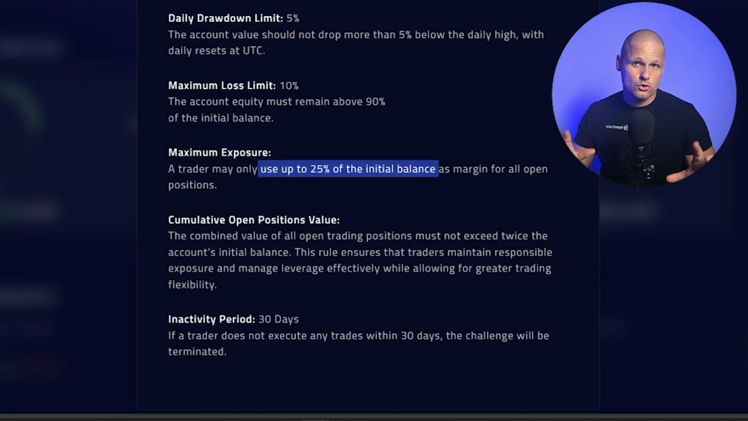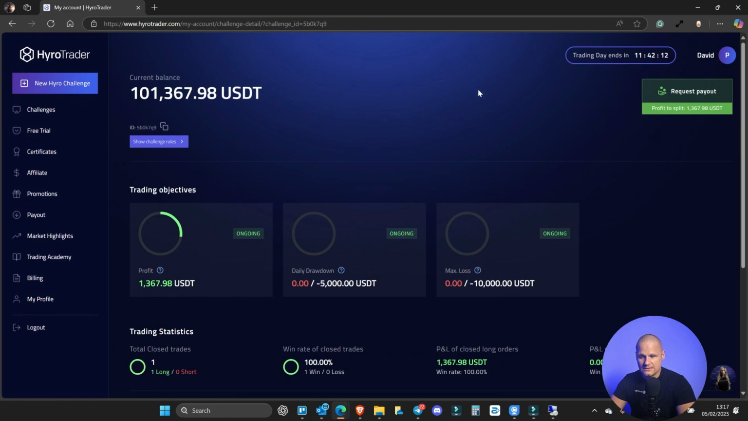And the last rule is the 30 days inactivity rule. So you need to be sure that you are trading actively at least once per 30 days. Alright, so that's about the rules. I think it's pretty clear.